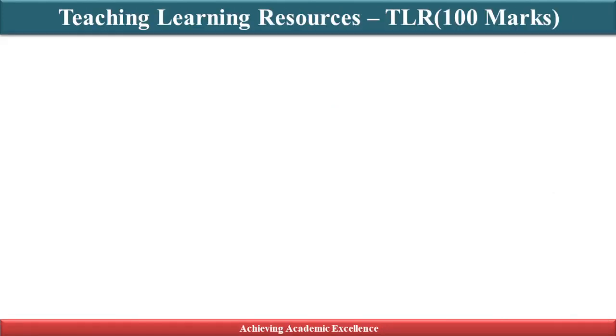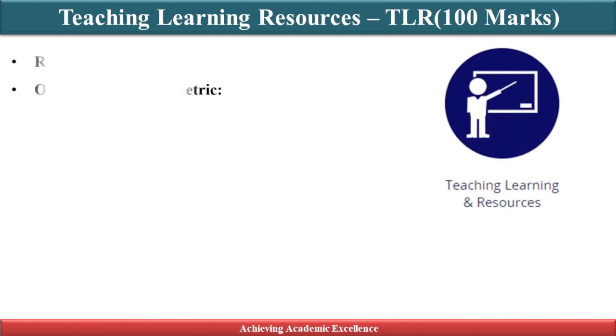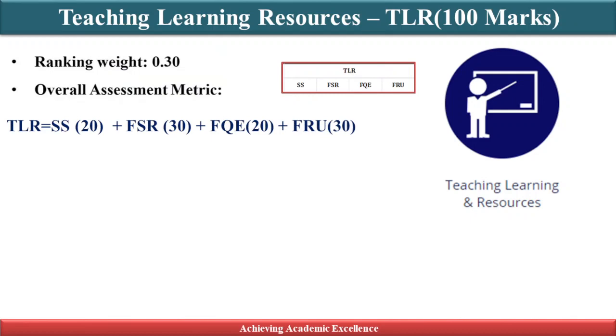The first parameter is TLR. The value of this parameter is 100 marks, but its ranking weight is 30%. It is divided into component level metrics. We call them component metrics. The 100 marks of TLR are further divided into 4 component level metrics.